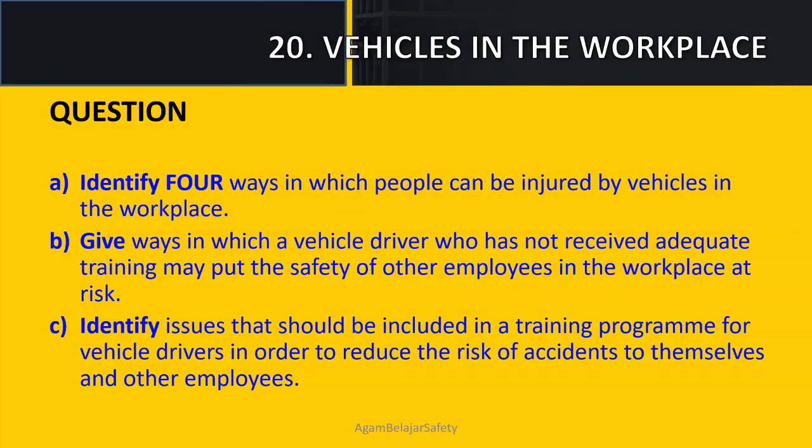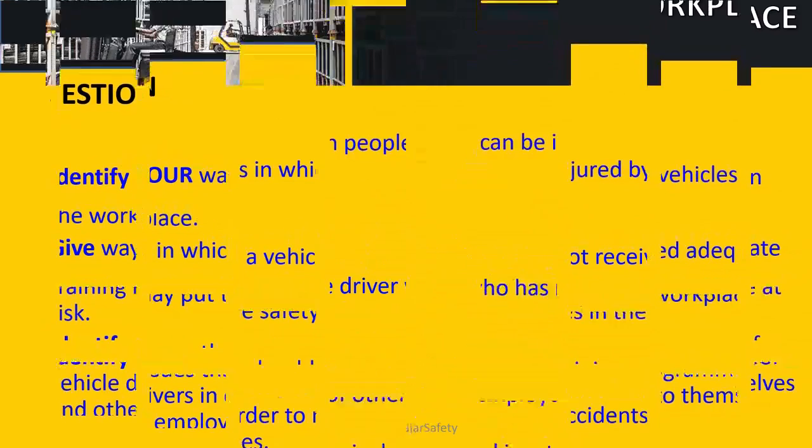Vehicles in the workplace. A. Identify four ways in which people can be injured by vehicles in the workplace. B. Give ways in which a vehicle driver who has not received adequate training may put the safety of other employees in the workplace at risk. C. Identify issues that should be included in a training program for vehicle drivers in order to reduce the risk of accidents to themselves and other employees.